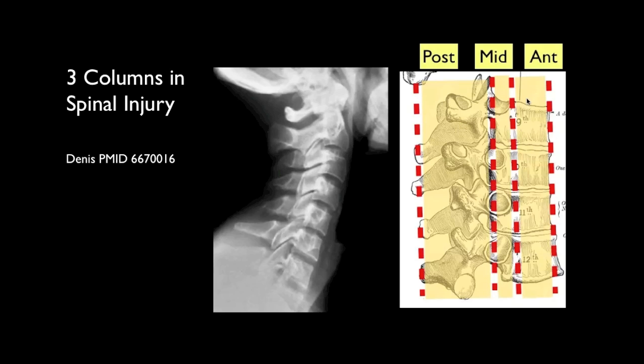The anterior column tends to be made up of the anterior 2/3 of the vertebral bodies, okay, and the very important anterior longitudinal ligament that runs through there. The middle column consists of the posterior third of the vertebral bodies and the posterior longitudinal ligament, okay. And the posterior column is going to be made up then of pedicles, lamina, and ligamentum flavum, and the other ligaments that are involved in that. So that's your 3 columns of spinal injury.